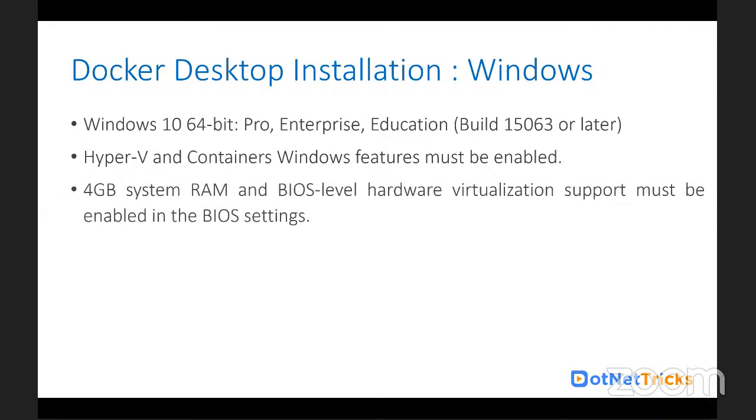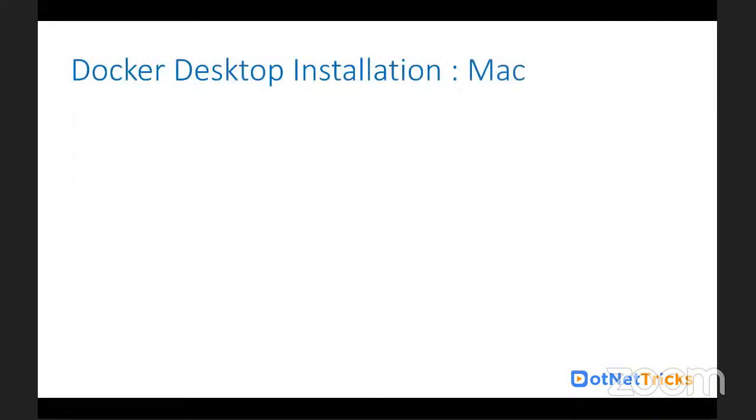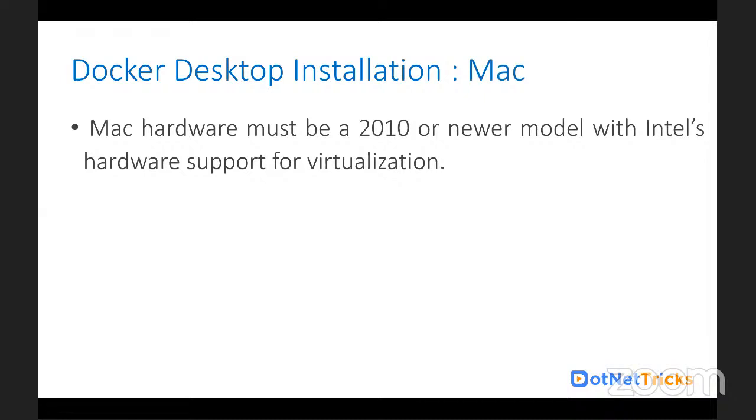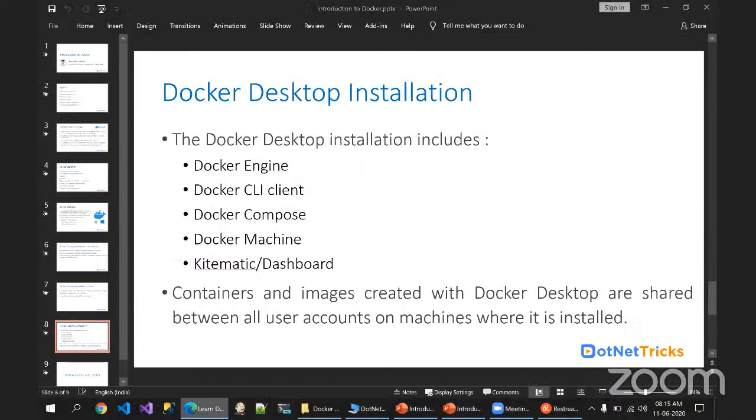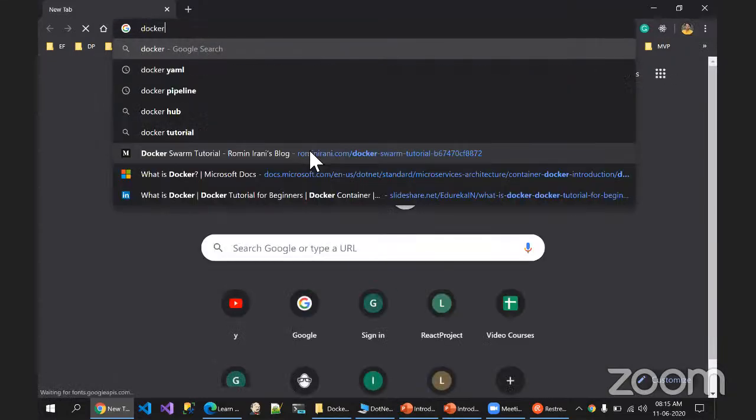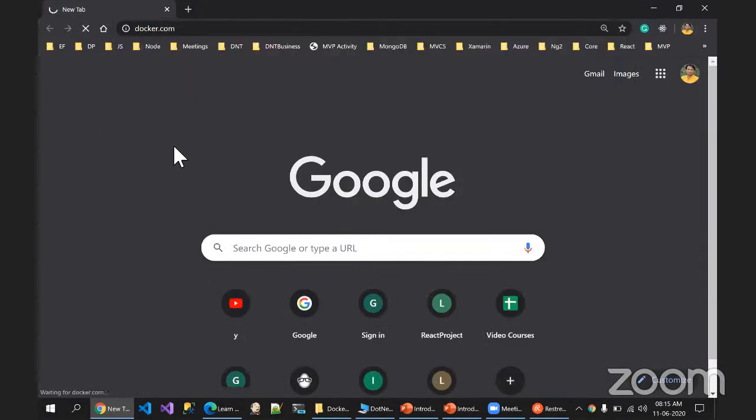You should have at least 4 GB RAM on your machine. For the Mac also, this is the requirement. This is the Docker Desktop installation requirement for the Mac machine, for the hardware and for the Mac operating system version. So let me show you first of all where you can find Docker Desktop. Docker Desktop can be found on the Docker official website. Let me show you here. So docker.com.